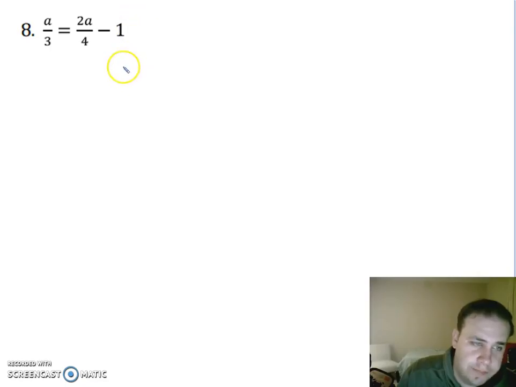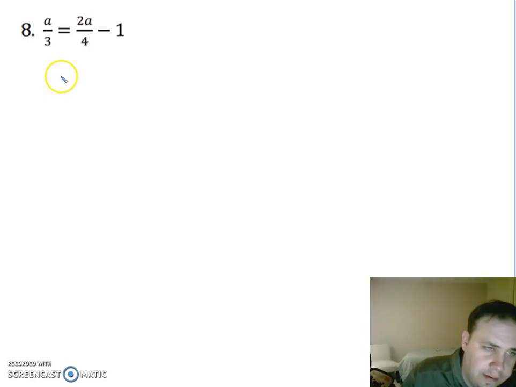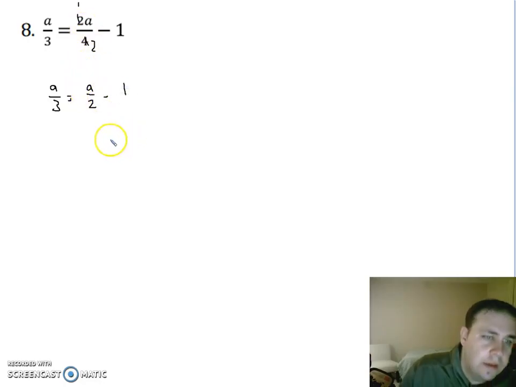Okay, last question. So if you have a variable on both sides, what I would recommend first is taking this 2a minus 4. First off, this is just 1/2, right? So I could really say that this is a over 3 equals a over 2. I don't need to write that 1. Subtract 1. And now I'm going to move this over to the other side.